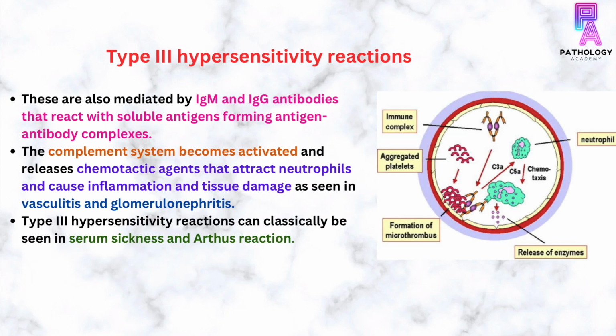Type 3 hypersensitivity reactions. These are also mediated by IgM and IgG antibodies, which react with soluble antigens and form antigen antibody complexes. The complement system becomes activated and it releases chemotactic agents that attract neutrophils and cause inflammation as well as tissue damage, as seen in vasculitis and glomerulonephritis. Type 3 hypersensitivity reactions can classically be seen in serum sickness and Arthus reaction.